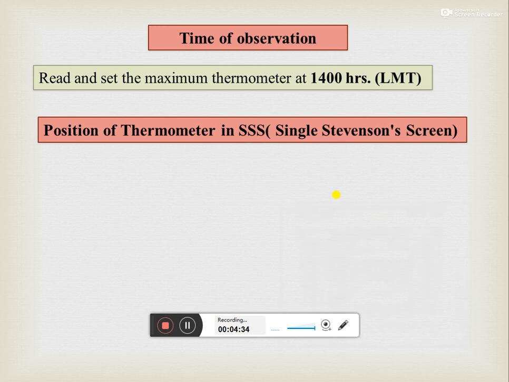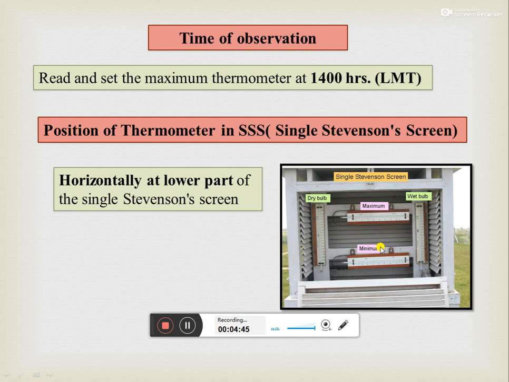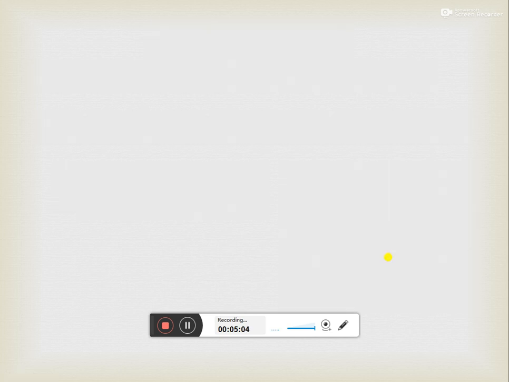Then its position in the single Stevenson screen. Here again is the same image I already showed you for the maximum thermometer. Here you can see the minimum thermometer. Its place in the single Stevenson screen is horizontal at the lower part. Maximum and minimum are both placed horizontally, but the maximum is placed on the upper side, whereas the minimum thermometer is placed on the lower part of the single Stevenson screen.